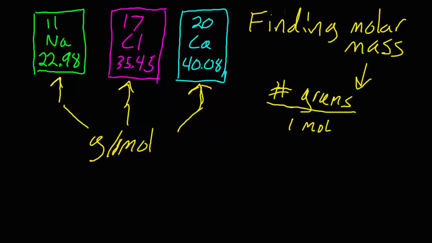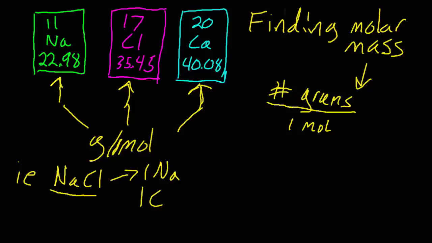If you take a substance, for example, like NaCl, in every 1 NaCl molecule, you would have 1 Na, 1 sodium atom, or ion rather, and 1 Cl ion. Each of those would have a representative mass, the sodium 22.98, the chlorine 35.45.